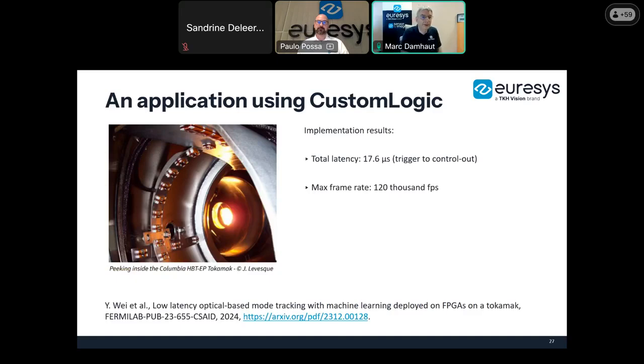So in this implementation, they have reached a total latency of 17.6 microseconds, which is very, very short. So we are talking about millionths of a second here. And this latency is the time between the trigger sent to the camera for image acquisition and what they call the control out, which is the sending of the results on the serial line. This is achieved using a fast camera. Of course, the camera must be fast enough. So here we have a camera frame rate of 120,000 frames per second. So very interesting application here.